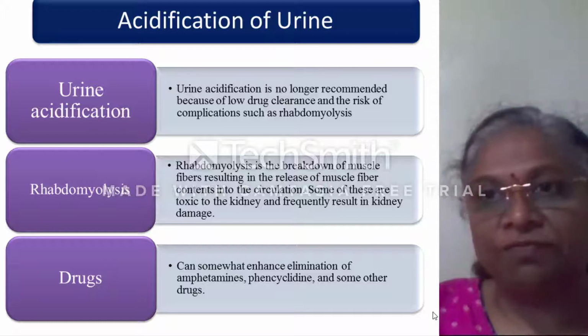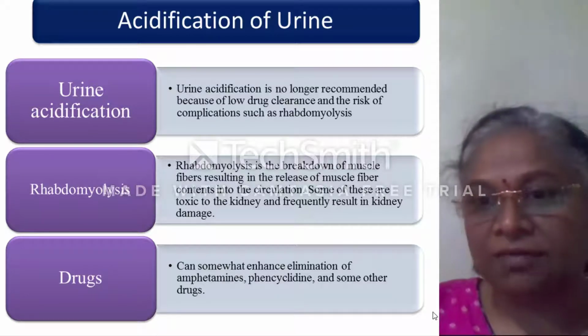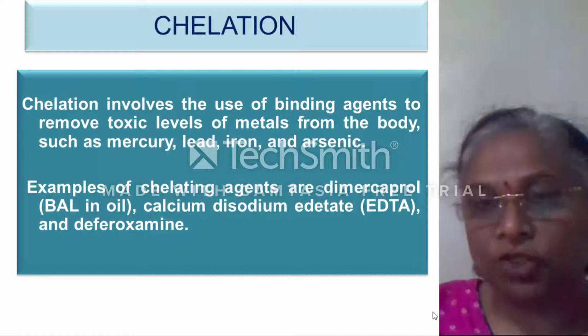Obviously, when you are shifting the pH of the urine to the acidic side, it will get ionized and will be excreted at a faster rate. And another is phencyclidine. But this technique is not in much use.